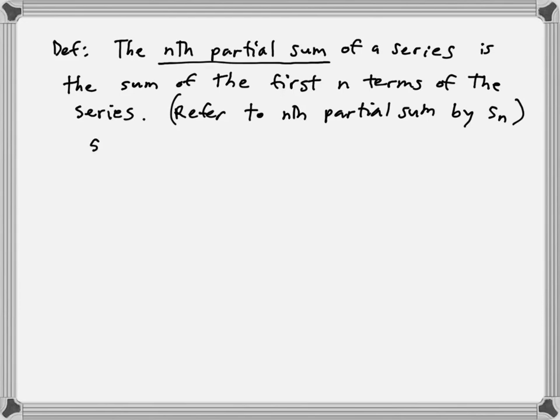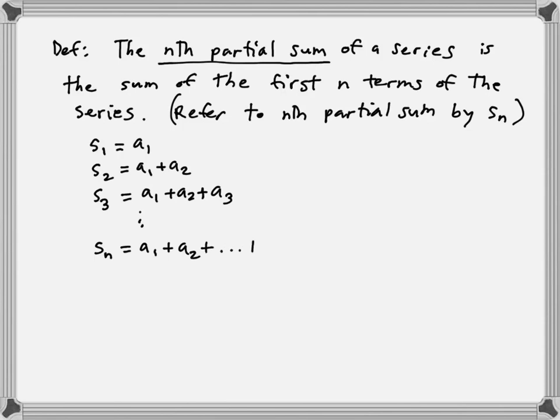So S_1 would just be a_1. S_2 would be a_1 plus a_2. S_3 would be a_1 plus a_2 plus a_3. Keep this pattern going. What would S_n be? You just add up the first n terms. Okay? Another definition for partial sum is we could write it this way. We need another letter for the index of notation, but it looks like this. Okay, this is how you would write adding up the first n terms.